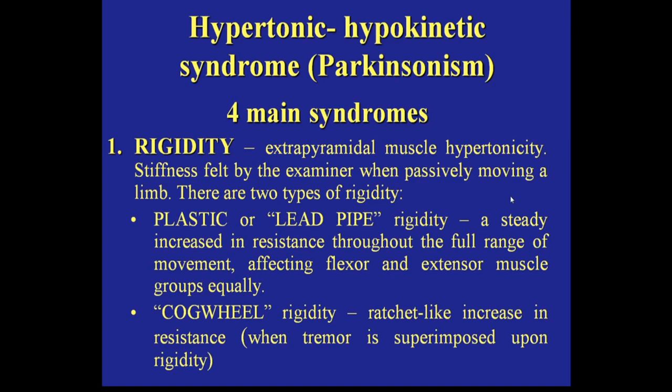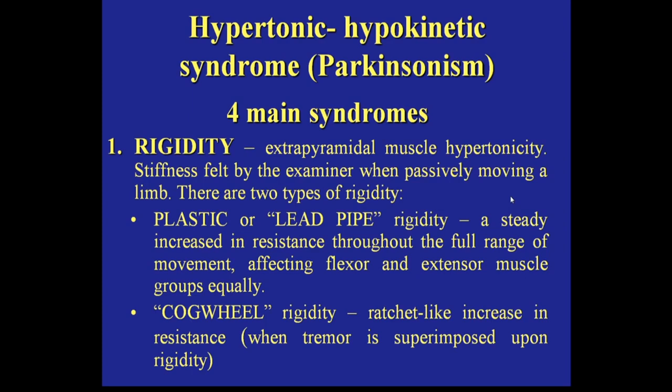There are 2 types of rigidity: plastic or lead pipe rigidity, a steady increase in resistance throughout the full range of movement, affecting flexor and extensor muscle groups equally. Do remember one more type of muscle hypertonicity: spasticity. Patients can have spasticity in case of pyramidal system upper motor neuron pathology. Do remember clinical characteristics of spasticity.